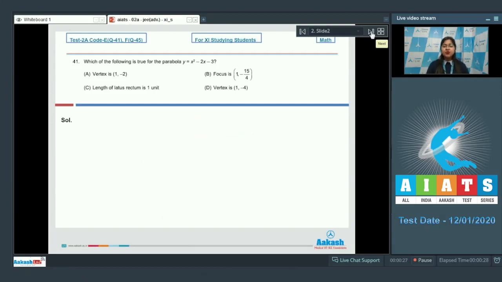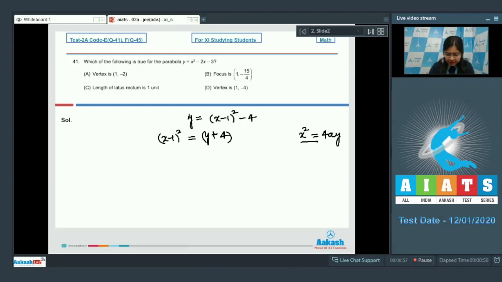Which of the following is true for the parabola y equal to x square minus 2x minus 3? A very simple question, right? So let's begin. Here it is given that y is equal to, let us convert it into a perfect square. So we will get x minus 1 whole square minus 4. That is y plus 4 is equal to x minus 1 whole square. So this is of the form x square equal to 4ay, right? Now here vertex is 1 comma minus 4.